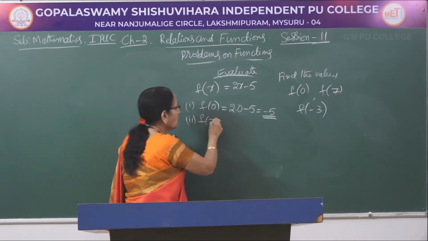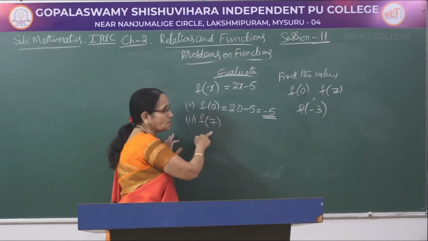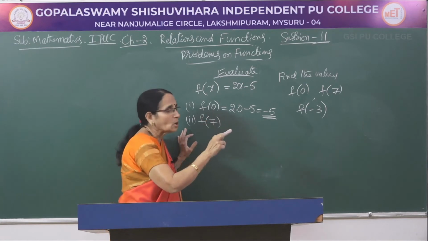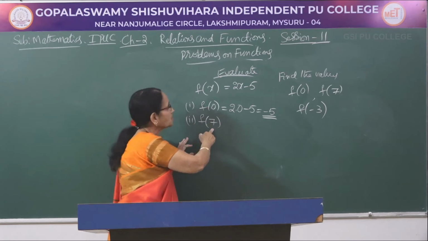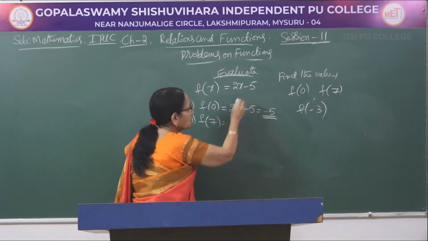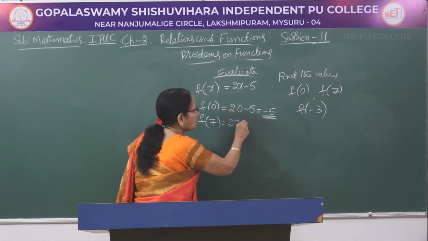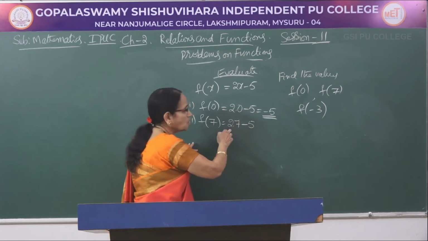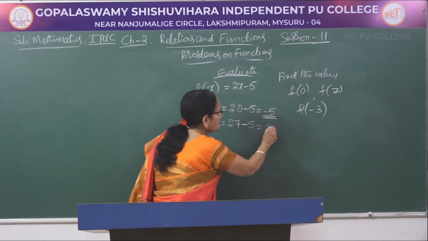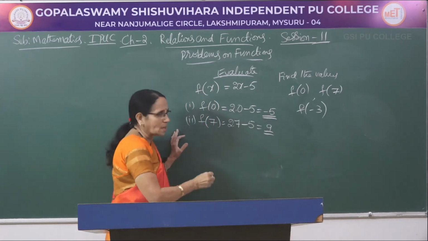Second one, f(7). We write it like this. This is called the value of the function at x equal to 7. Wherever x is there on the right hand side, you write that value. 2 into 7 minus 5, 7 2s are 14. 14 minus 5 would be equal to 9.